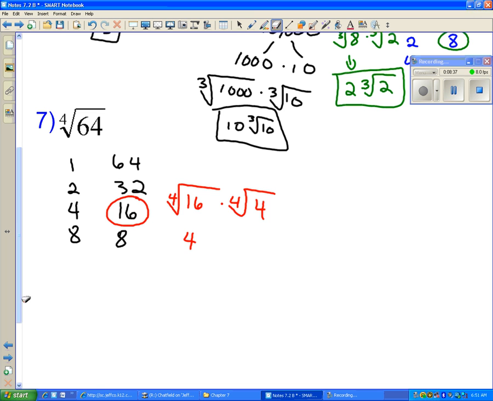That's a lie. The fourth root of 16 is not 4. The fourth root of 16 is 2. The fourth root of 4 stays the fourth root of 4, because that's not a whole number. And there's my answer.